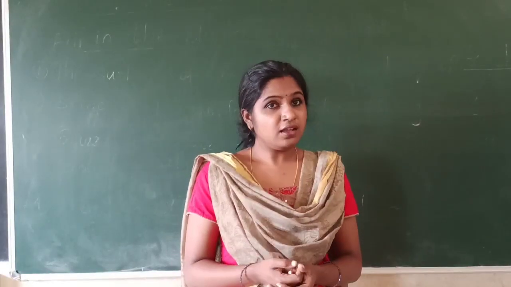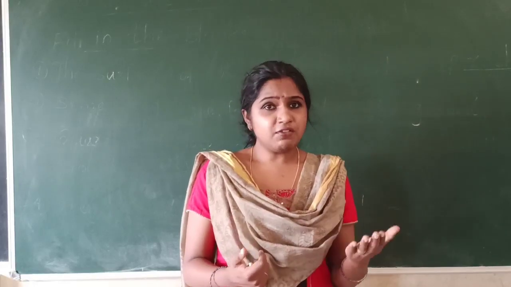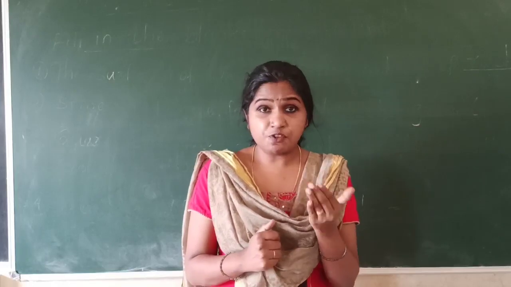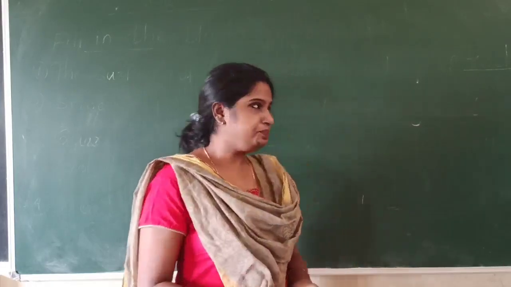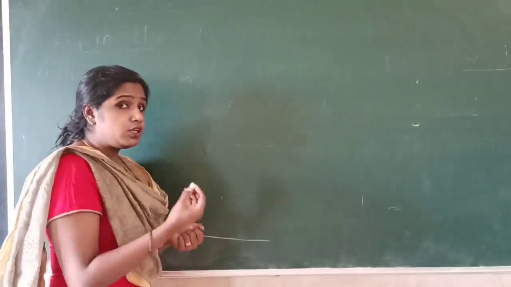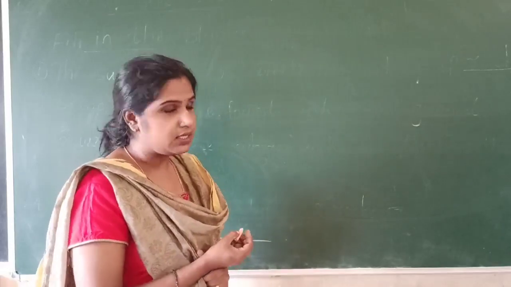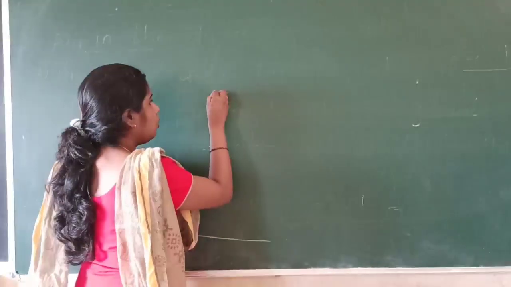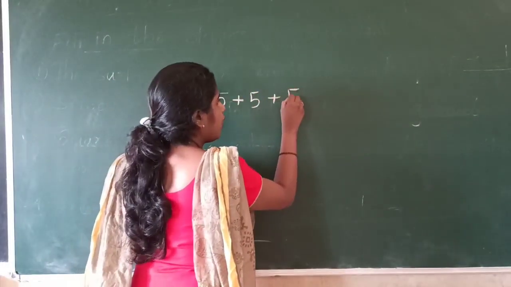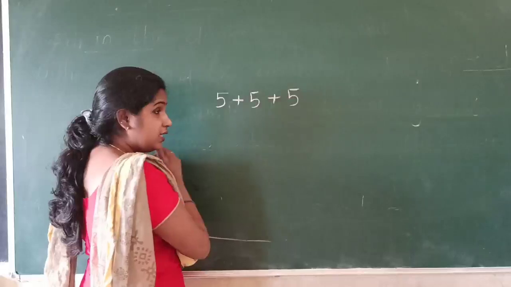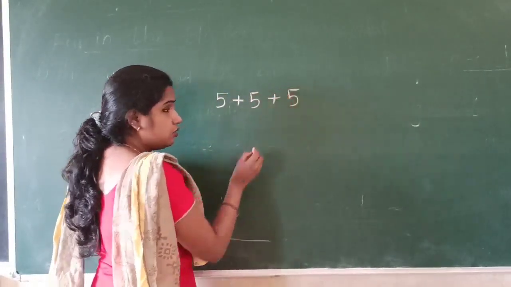Today we are going to discuss multiplication. In the previous class we discussed some facts about multiplication. Let's continue. We have already discussed that multiplication is repeated addition. For example, we know 5 plus 5 plus 5. We can write this as 5 one time, 5 two times, 5 three times.